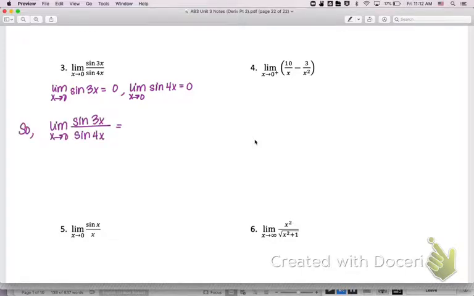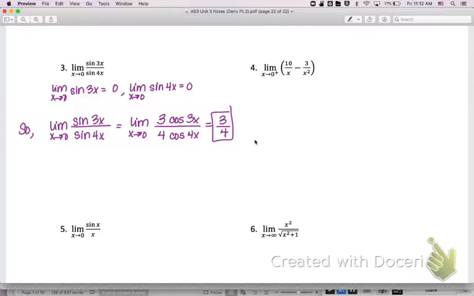We can show that our original limit is equal now to the limit as x approaches 0 of, let's take the derivative. We have to use the chain rule. So this will become cosine of 3x times 3. So this is 3 cosine 3x over similarly 4 cosine 4x. Well, the cosine of 0 is 1. So now we end up with 3/4, and that is our final limit there.